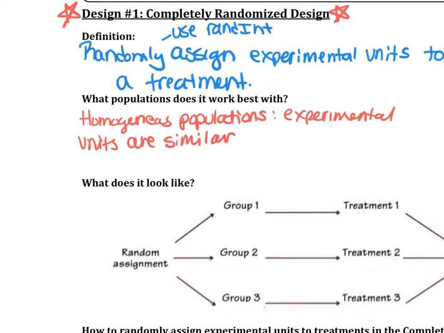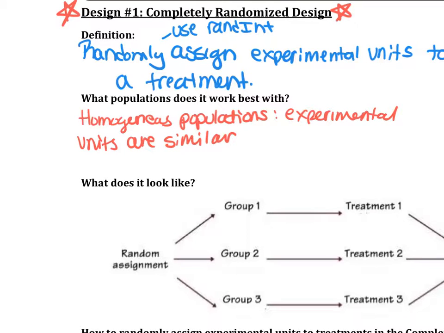Okay, so this would be like with your treatments, where it doesn't matter what treatment they get based on your population. You would still have similar results no matter what group they were put in. Whereas if we had like some medication and you thought that males and females might react differently, that would not be considered a homogeneous population because they would have different results. So that would not be a good situation for this type of design.